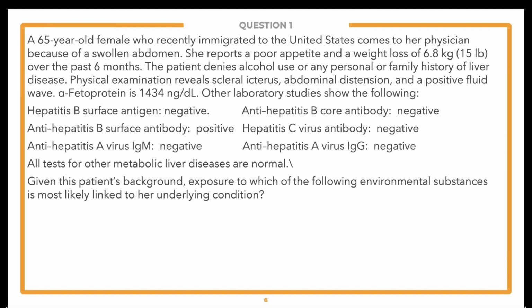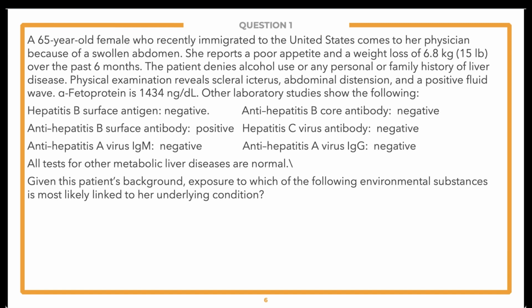Hep B surface antigen, negative. Anti-hepatitis B core antibody, negative. Anti-Hep B surface antibody, positive. Hep C virus antibody, negative. Anti-hepatitis A virus IgM, negative. Anti-hepatitis A virus IgG, negative. All tests for other metabolic liver diseases are normal.